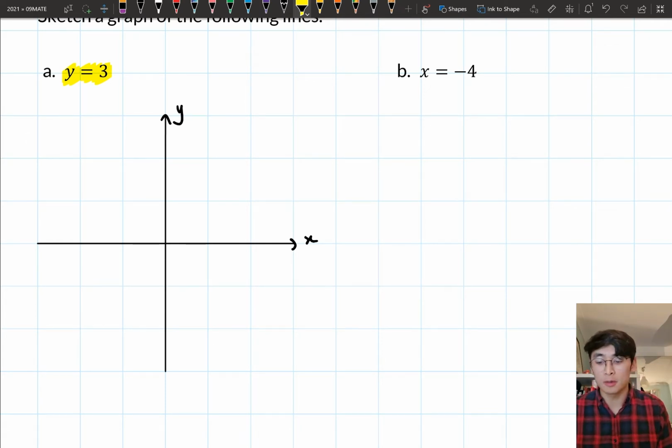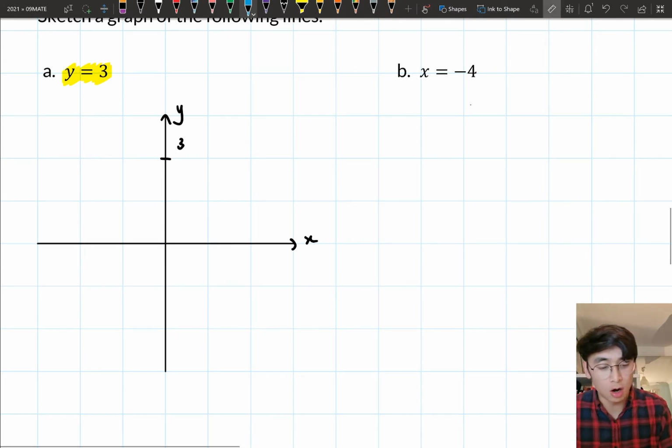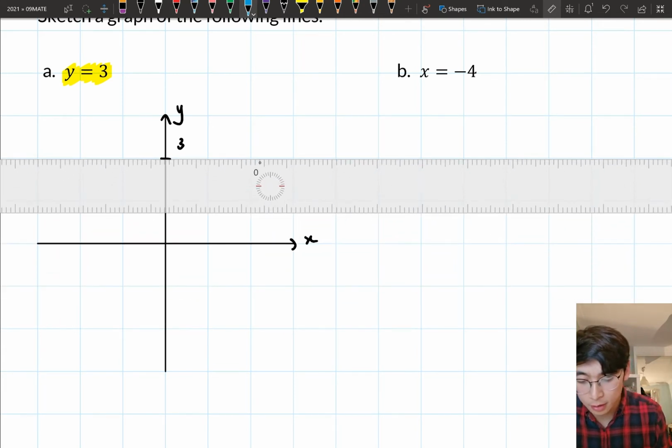And so what I'm going to do is find where y would be equal to 3. So having a look at my Cartesian plane, I should probably put in a few points. Actually, I'm going to do it another way. What we can do is put in my point here and say that this is where 3 is. And all I need to do is draw a horizontal line at that value of 3.